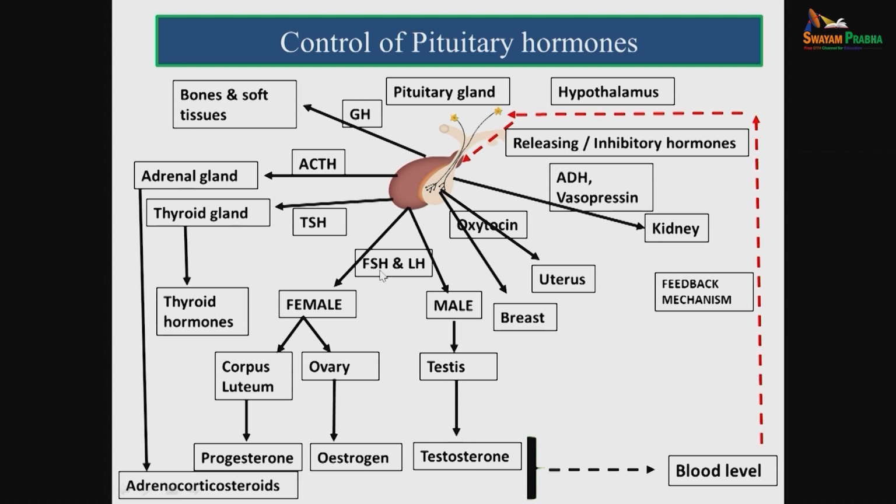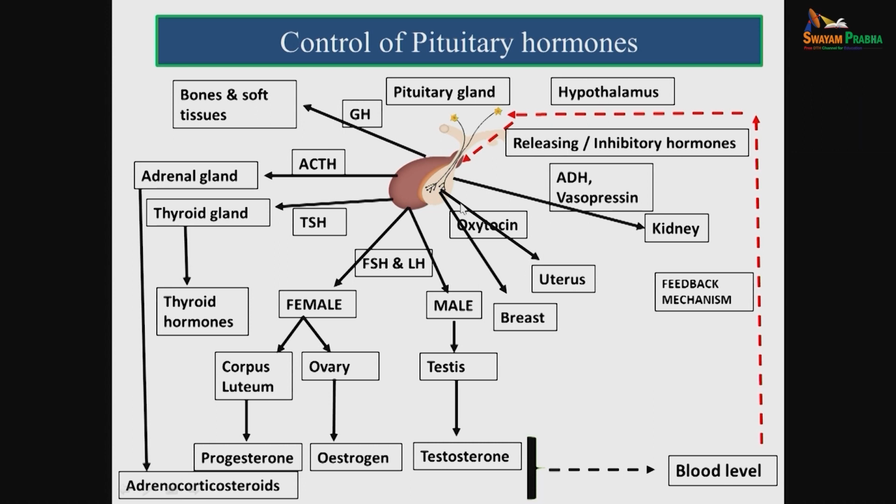The follicle stimulating and the luteinizing hormones act separately in females on the corpus luteum to stimulate the secretion of progesterone, and on the ovary to stimulate estrogen, whereas in males they act on the testis to regulate the secretion of testosterone.